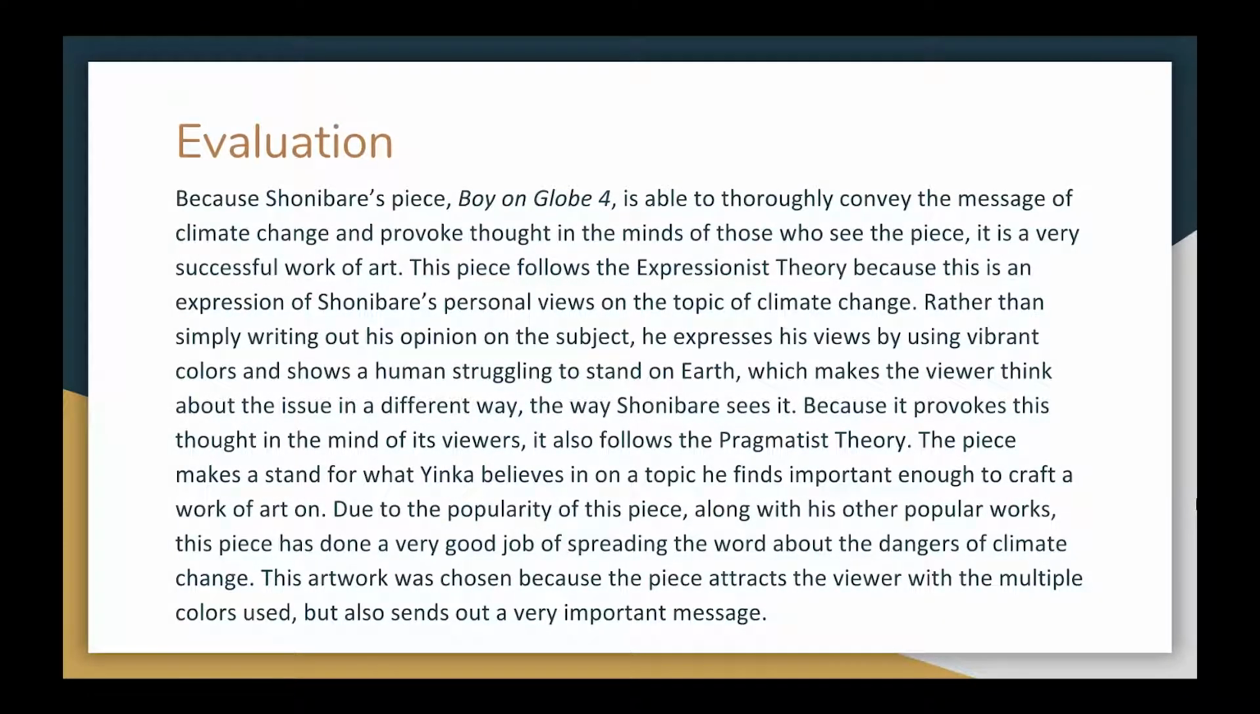Finally, we're on the last step of the analytic model of art criticism, the evaluation step. This talks about your personal evaluation of an artwork. Because Shonibare's piece, Boy on Globe 4, is able to thoroughly convey the message of climate change and provoke thought in the minds of those who see the piece, it is a very successful work of art. This piece follows the expressionist theory because this is an expression of Shonibare's personal views on the topic of climate change. Rather than simply writing out his opinion on the subject, he expresses his views by using vibrant colors and shows a human struggling to stand on Earth, which makes the viewer think about the issue in a different way.